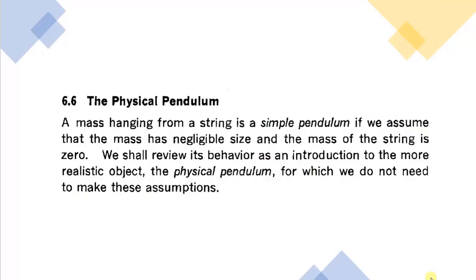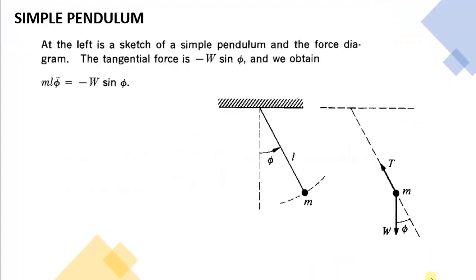So hello students. So today we are going to discuss the physical pendulum. That is the particular section in chapter 6. So let us start with a simple pendulum. Simple pendulum is nothing but a point mass suspended from some fixed point using an inextensible string. So we are neglecting the mass of the string, and there is some mass m attached to it.